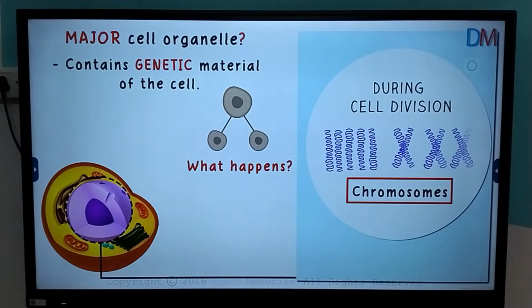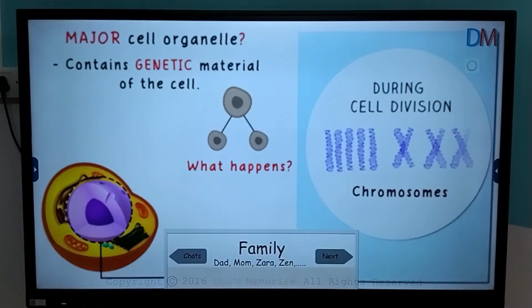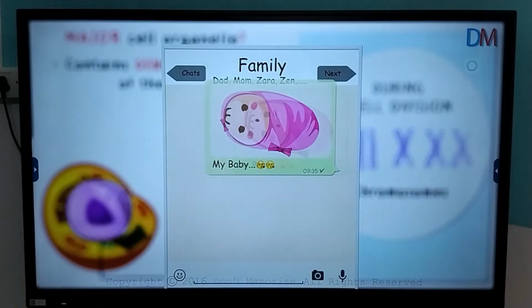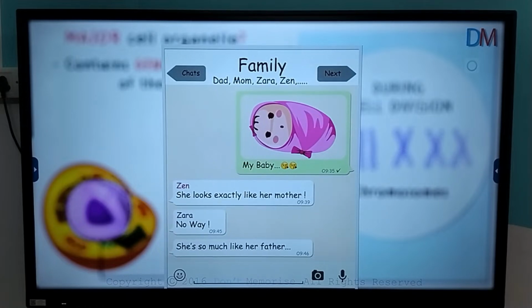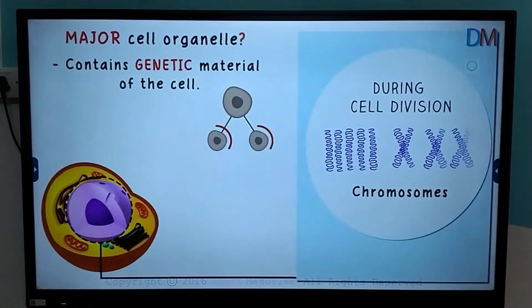We've heard this term so often. Chromosomes are seen only during cell division. What exactly are these chromosomes then? What do friends and family say when they see a baby? She looks exactly like her mother, or she's so much like her father. Similarly, a new cell looks like the cell it came from.